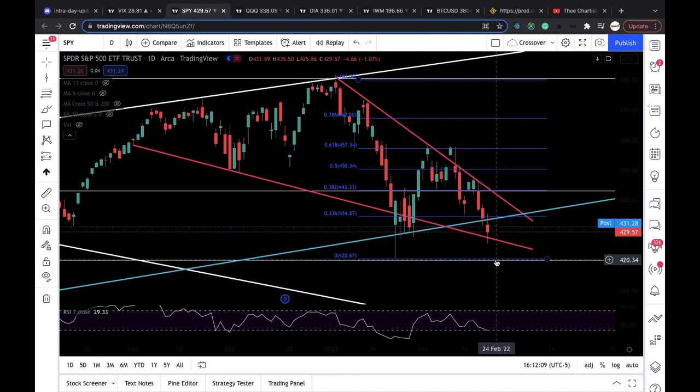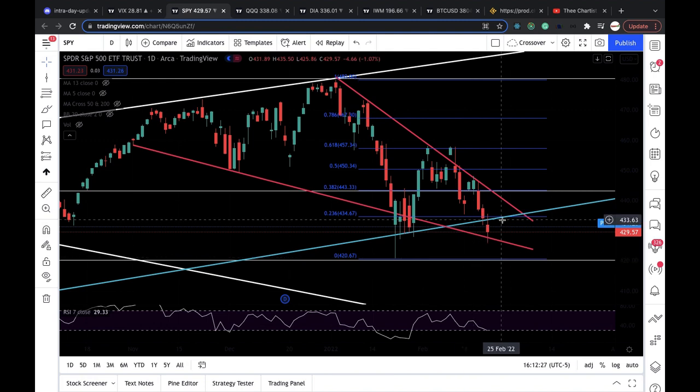I think we'll drop lower, but the minimum, if we lose 427 and you see that level get treated as resistance, I think we will head down to 420 to 421 zone. But I am favoring new lows, so I think we will drop lower. But that is the minimum.